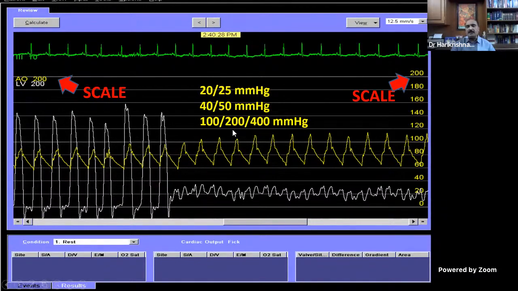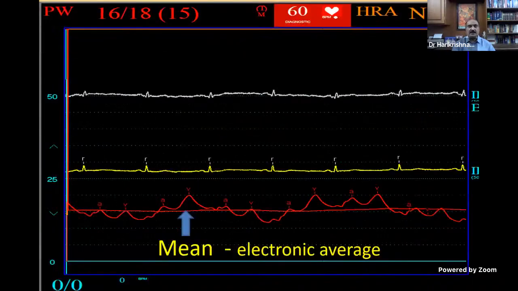So there are different pressure scales. Sometimes it will be 20, 40 or 100, or it can be 25, 50, 100 or 200. Sometimes it can be 400. The scale is very, very important. You should not make mistakes, so always see the scale before going into any of the pressure assessments.